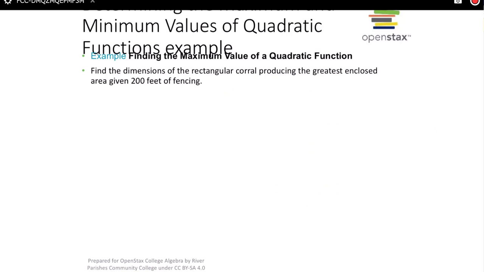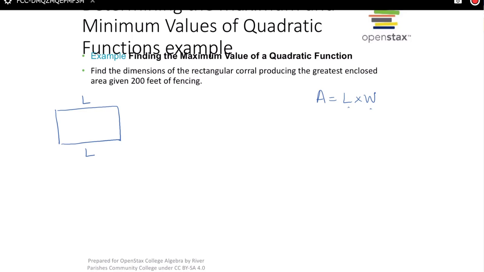Okay, so let's look at this word problem. Find the dimensions of a rectangular corral producing the greatest enclosed area given 200 feet of fencing. So if we had 200 feet of fencing, what would be the dimensions of the rectangle, because the corral is rectangular, that would give us the greatest area. So what do we know about area? Area is length times width. Okay, and we want to find when that's the greatest, the area is the greatest. So we're going to write an equation for area. But we have two different variables here. We want to get it down to 1 on that one side.